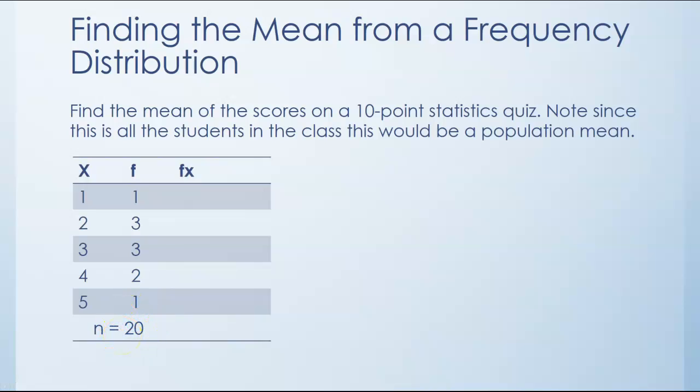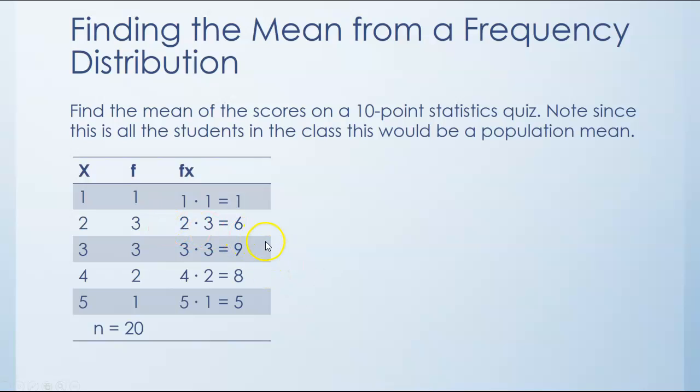Now, to figure out what our numerator is going to be, we're going to multiply the x times the frequency, and that's going to give us our f times x. We're going to do that for each of these rows going down. So for the next one, we've got 2 times 3, which would give us 6, 3 times 3, which would be 9, 4 times 2, which would equal 8, and finally 5 times 1, which would equal 5.